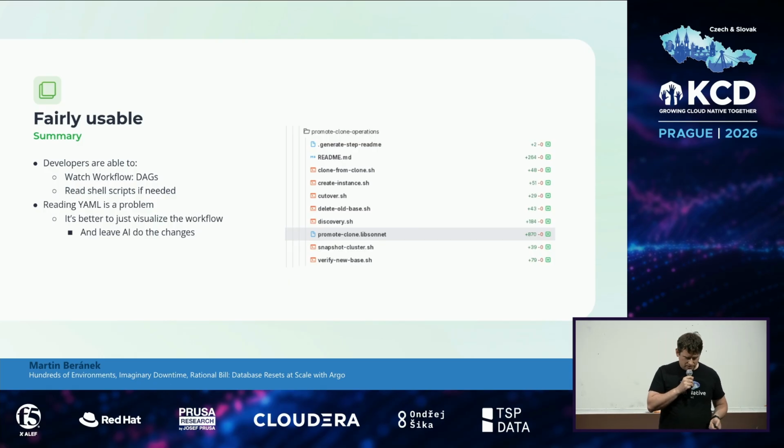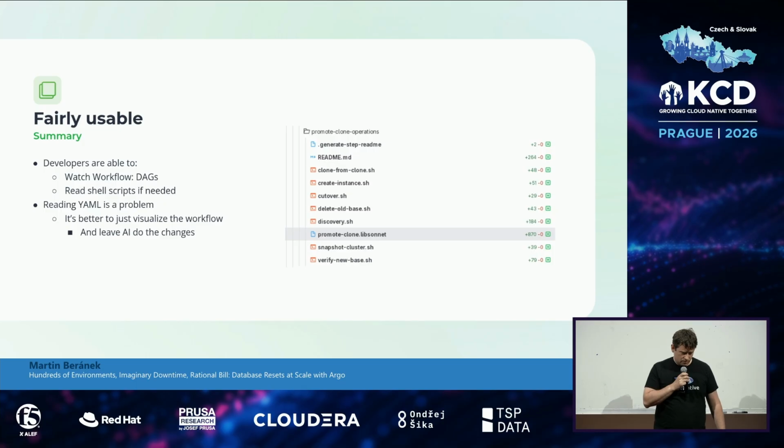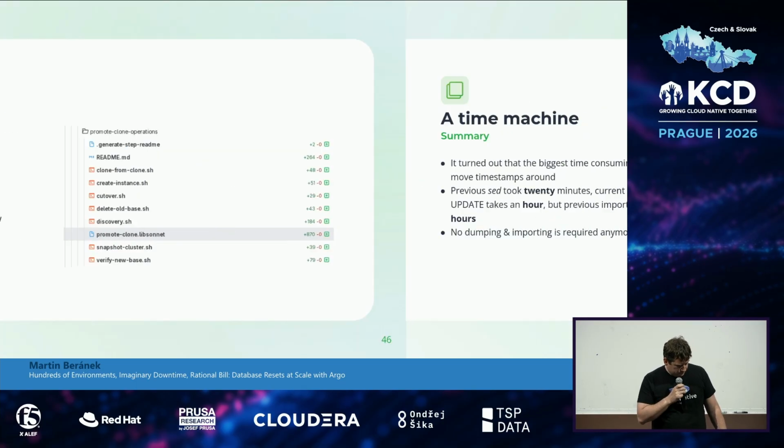So, summary. I think still on time. It turned out that developers are able to use workflows. They call it DAGs, and okay. So they were able to debug it with us, which is great because then we have their involvement, their buy-in and so on. Everyone can read shell scripts which are reasonably sized, even AI. So that was really helpful.